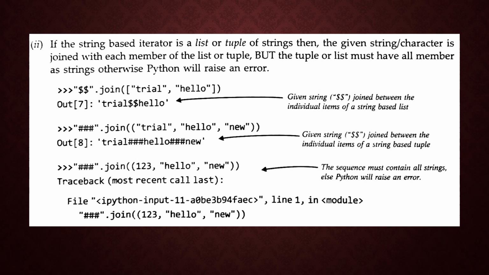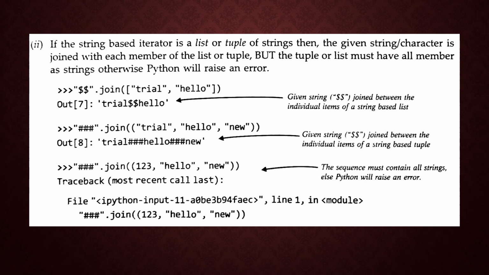dollar hello, and here triple hash join trial, it's a list, it's a tuple, trial hello new. It will be displayed like this only, trial triple hash hello triple hash new.